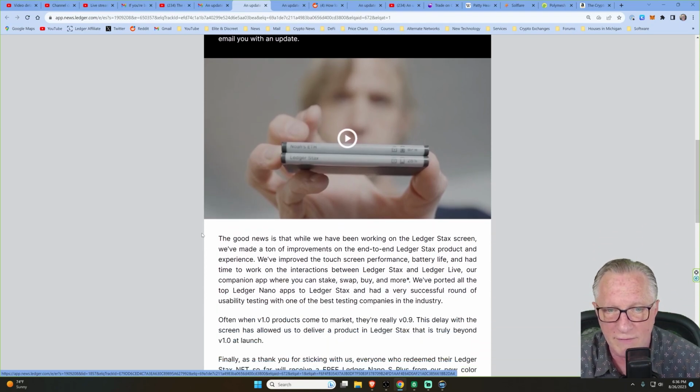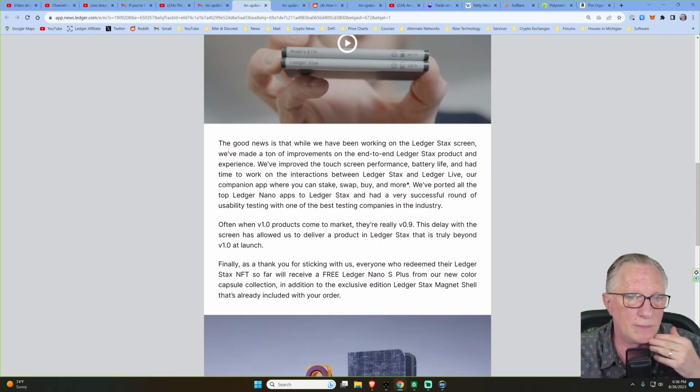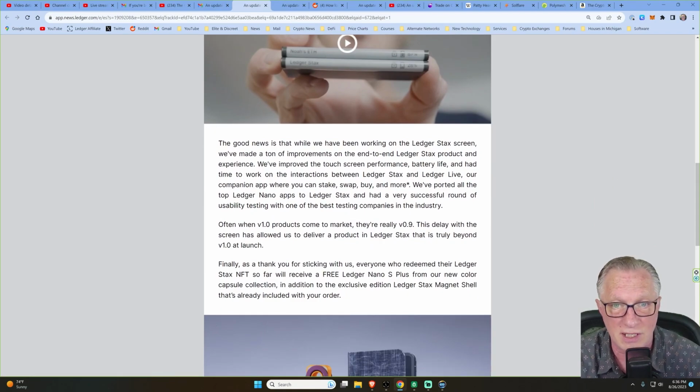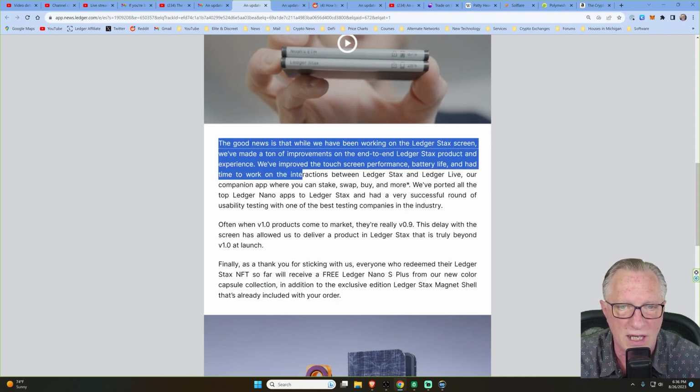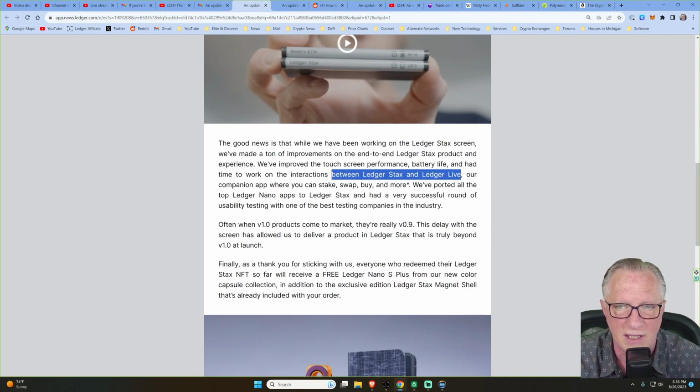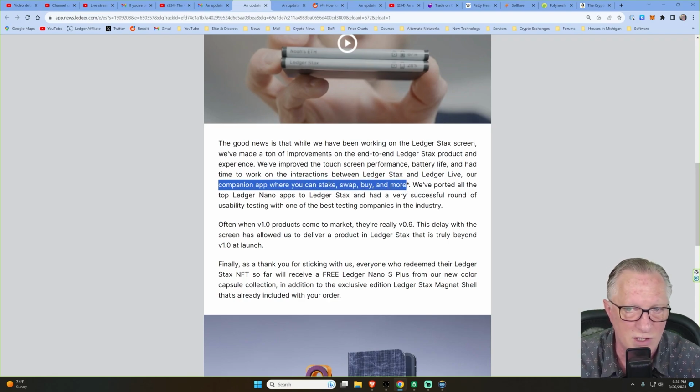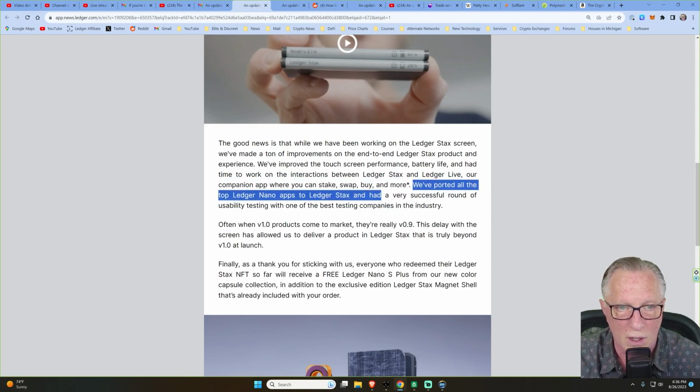Now, what they've also said is that while they've been waiting, the good news is that while we've been working on the Ledger Stax screen, we've made a ton of improvements on the end-to-end Ledger Stax product and experience. We've improved the touchscreen performance, the battery life, and had time to work on the interactions between Ledger Stax and Ledger Live, our companion app, where you can stake, swap, and buy, and more. Okay, that's Ledger Live.